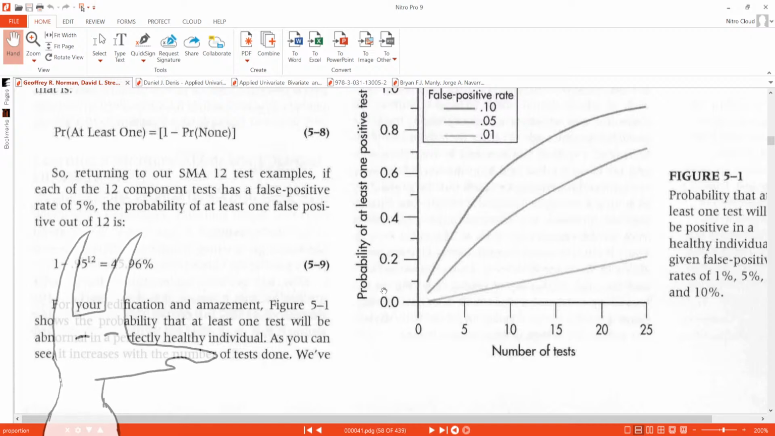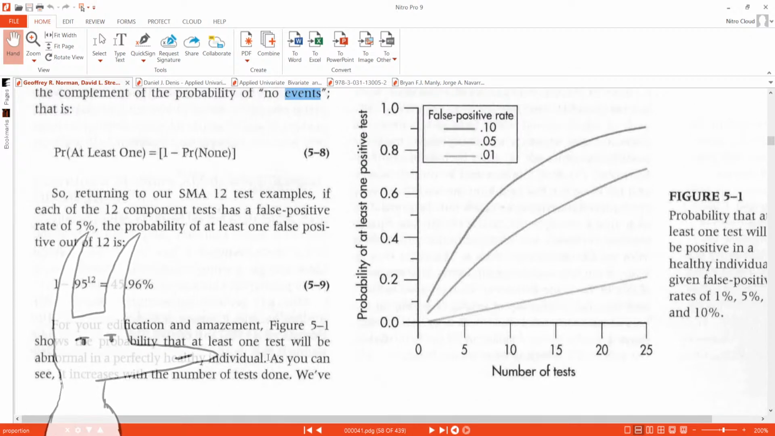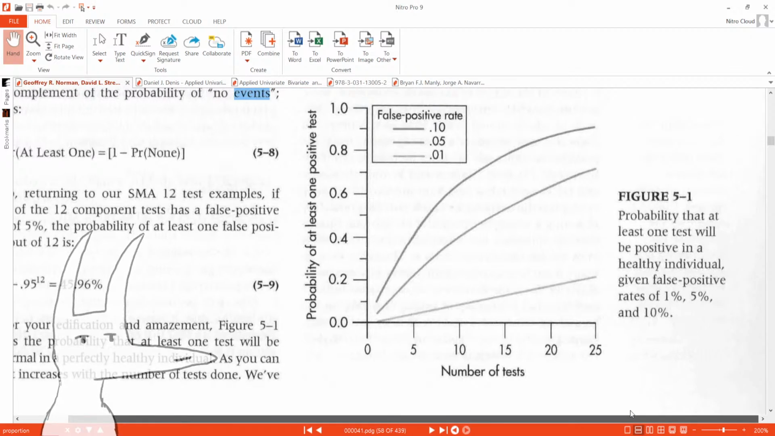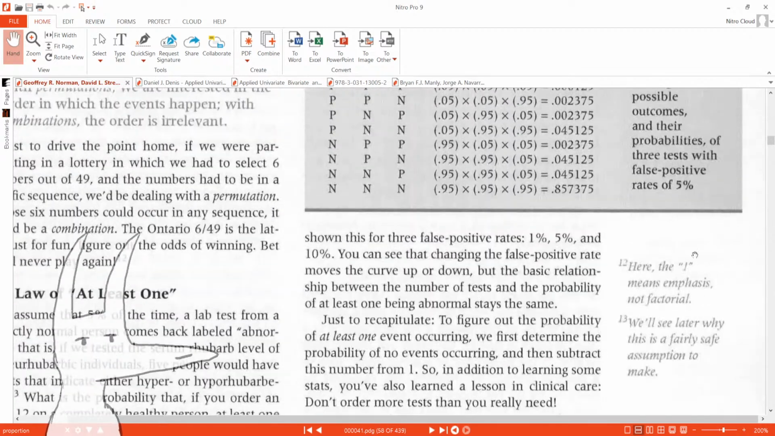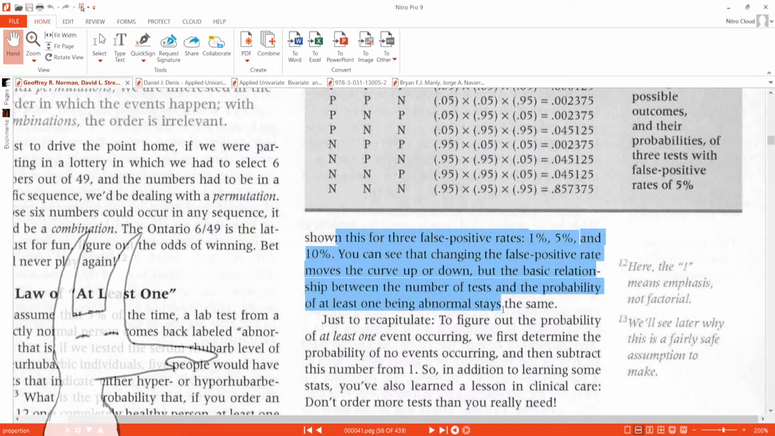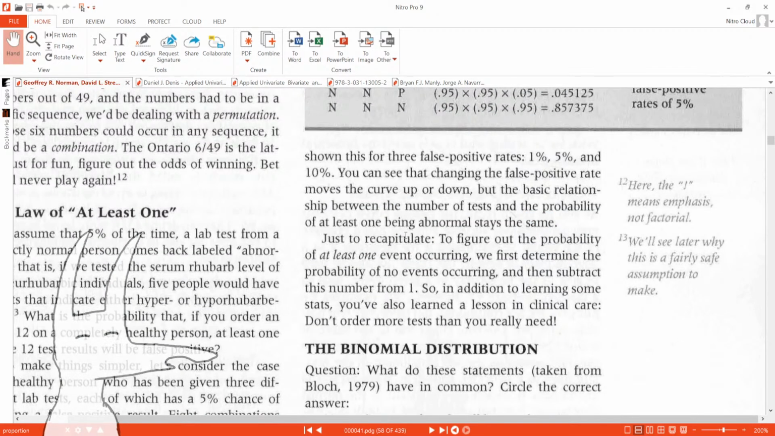The same sort of reasoning that I went through. You can see that changing the false positive rate moves the curve up or down, but the basic relationship between the number of tests and the probability of at least one being abnormal stays the same. Just to recapitulate, to figure out the probability of at least one event occurring, we first determine the probability of no events occurring, and then subtract this number from 1. So in addition to learning some stats, you've also learned a lesson in clinical care. Don't order more tests than you really need.